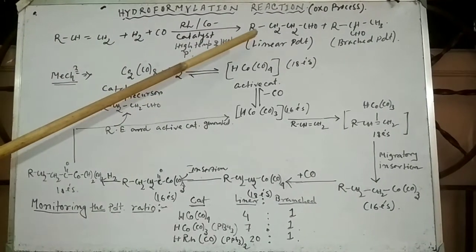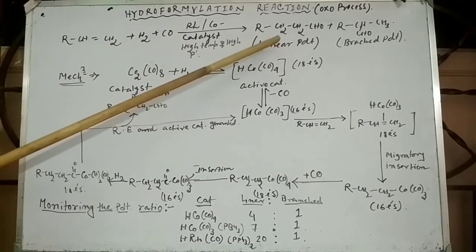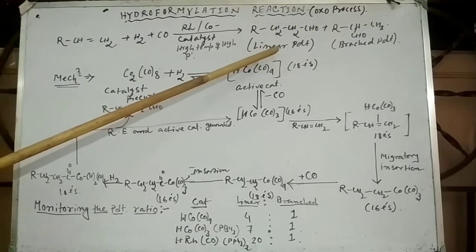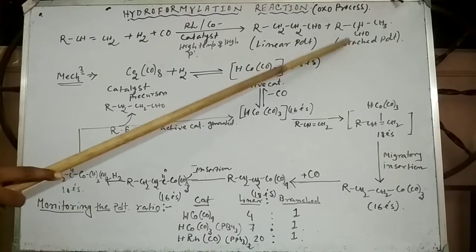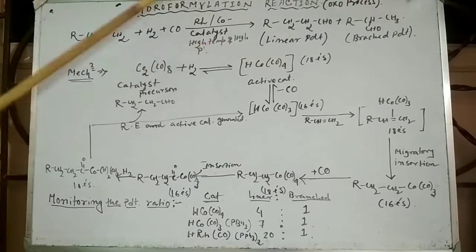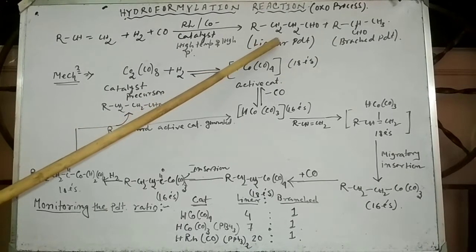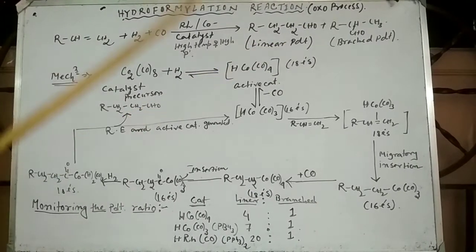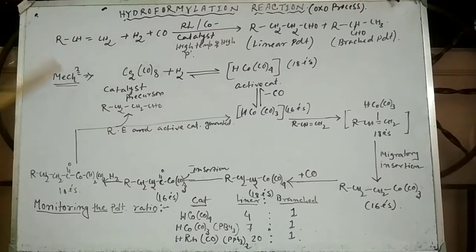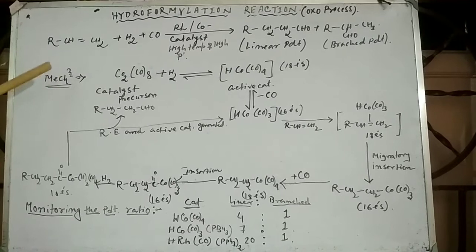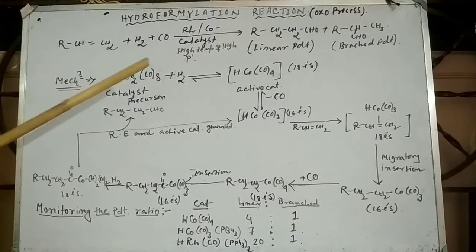Here we have seen that two types of product are obtained. One is the linear product or straight chain product, and the other is the branched chain product. In the hydroformylation reaction, the linear product is formed predominantly over the branched chain product. Now we will see the mechanism of the hydroformylation reaction.